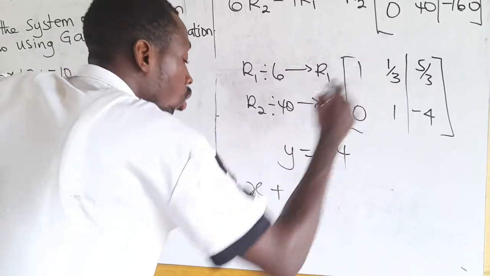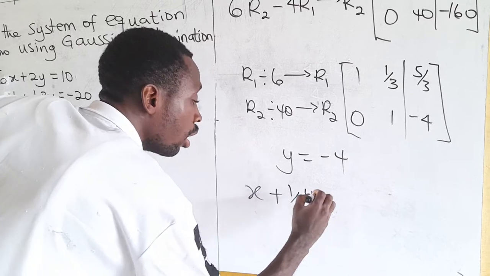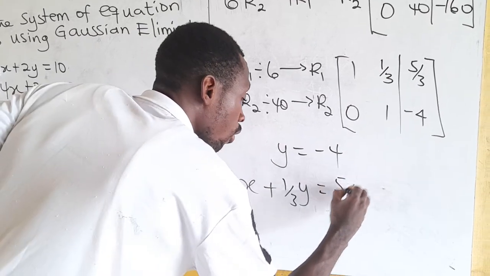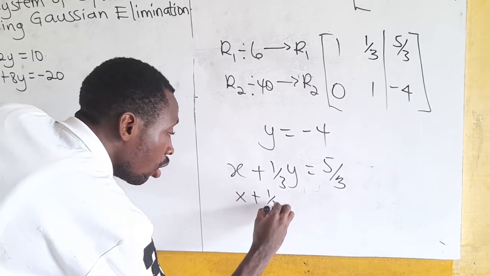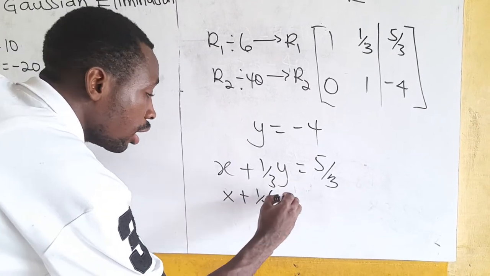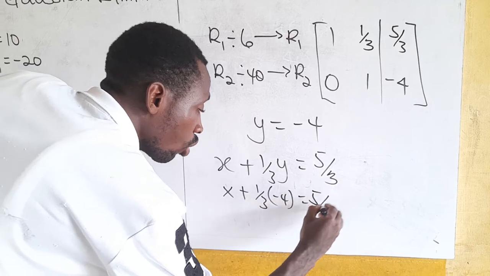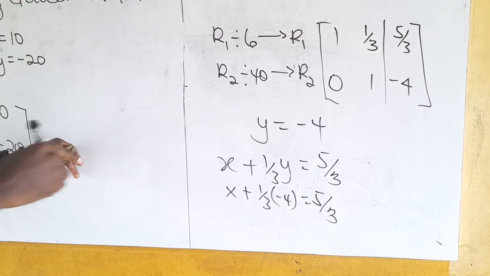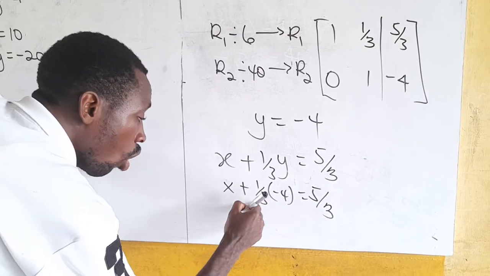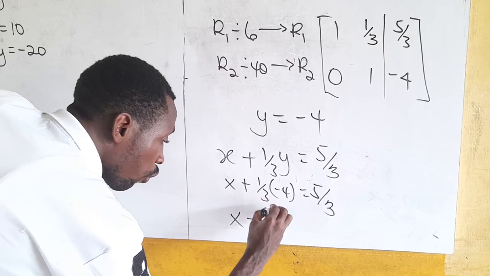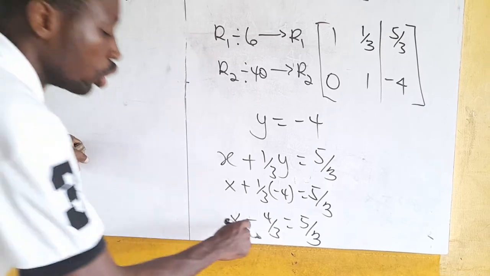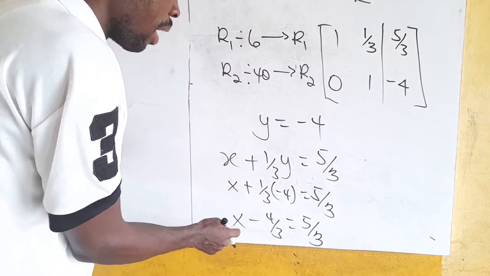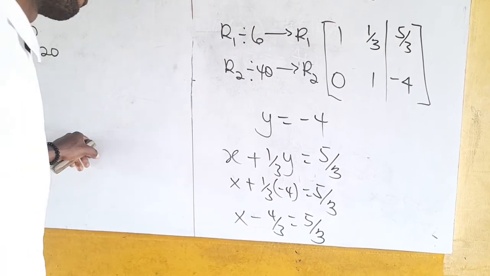So x plus 1/3 y will give us 5 over 3. So we have x plus 1/3, what's our y? Negative 4, will be 5 out of 3. So when we multiply this, we get negative 4 over 3 will be equal to 5 out of 3. We just transpose, we'll make x the subject, then we'll find the value.